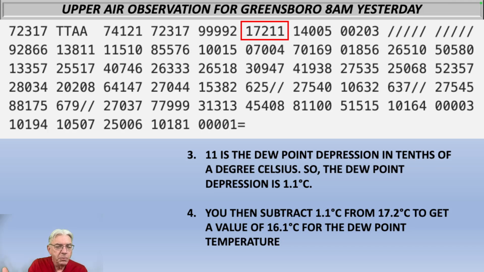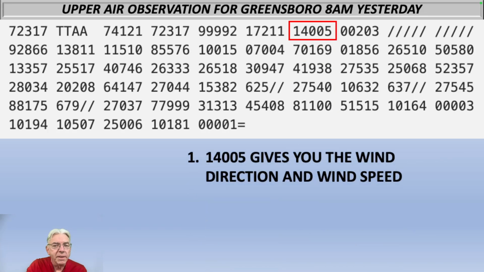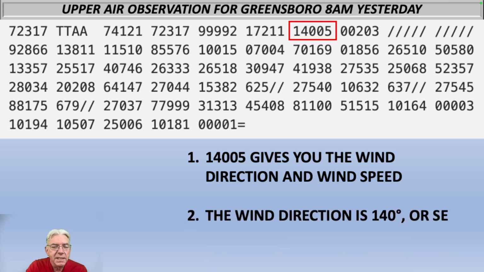So you have the temperature and the dew point depression, you do the math, and then you get the actual dew point. Okay, the 14005 gives you the wind direction and the wind speed. The wind direction is 140 degrees or southeast, and then the 5 is the wind speed at 5 knots.